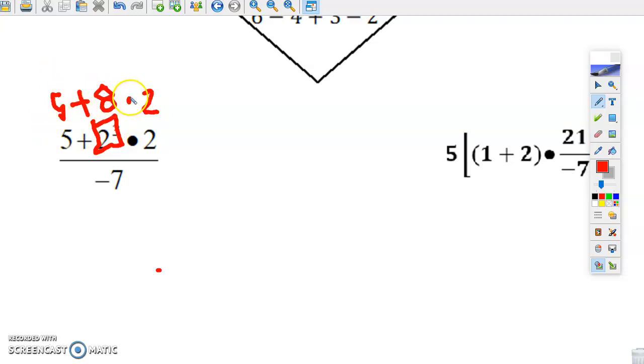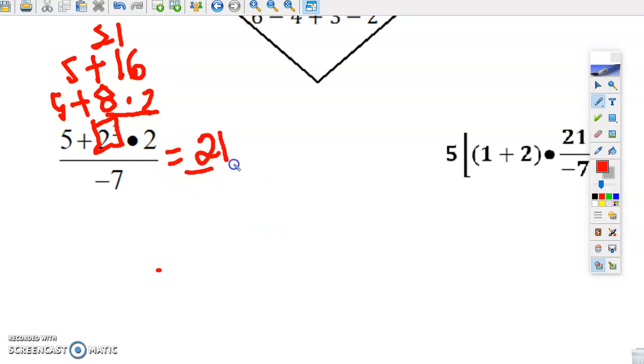And now I've got addition and multiplication, so I'm going to do 8 times 2 next, and then I'm going to copy down the rest. And then I only have 5 plus 16. So on the top of my fraction here, I've got 21. And on the bottom, and notice how it makes this kind of triangle, Dorito shape, pizza shape, whatever you want to call it. And then a fraction is division. And remember your division rules, 21 divided by 7 is -3. Or use a calculator.